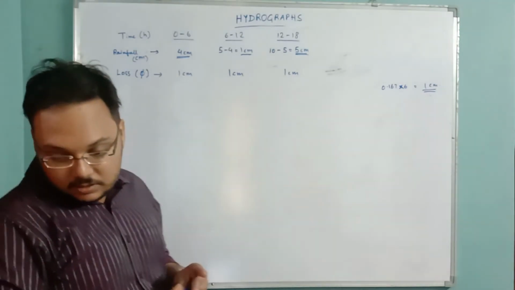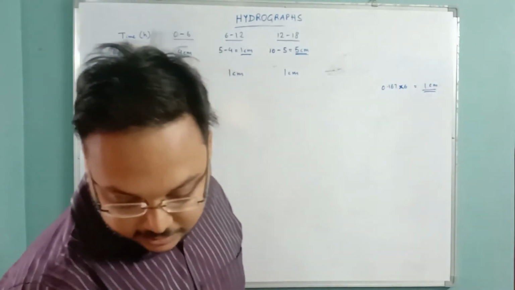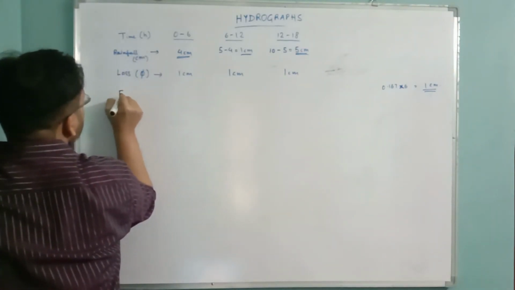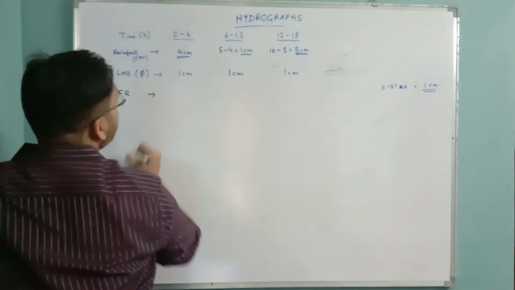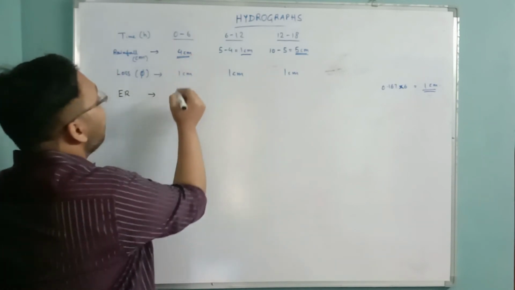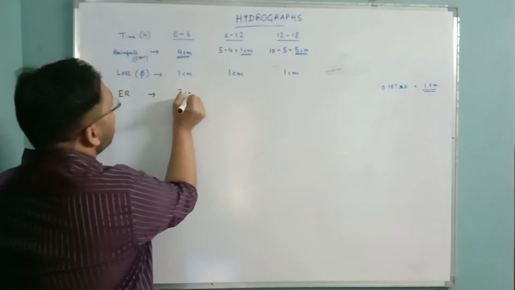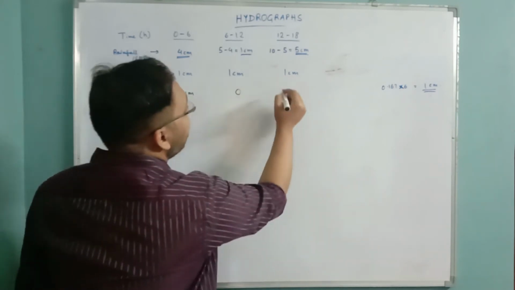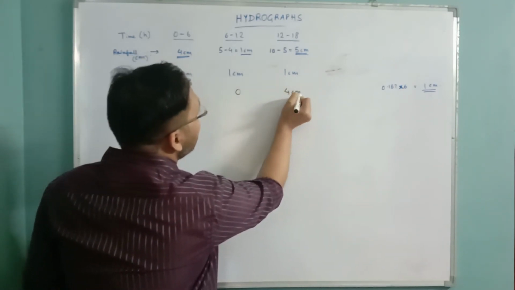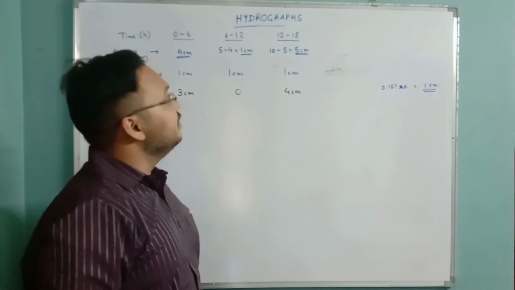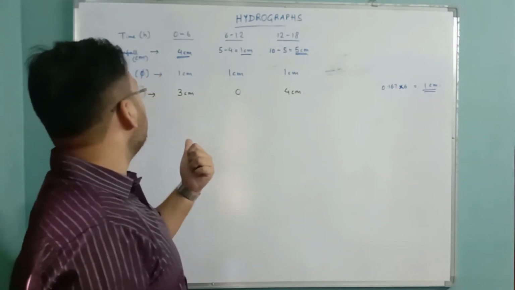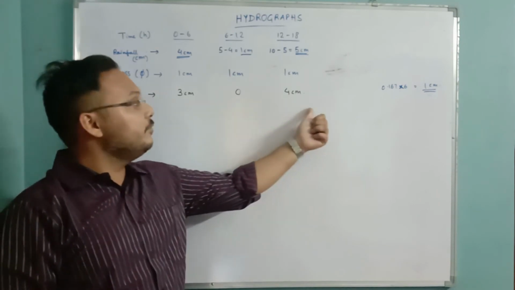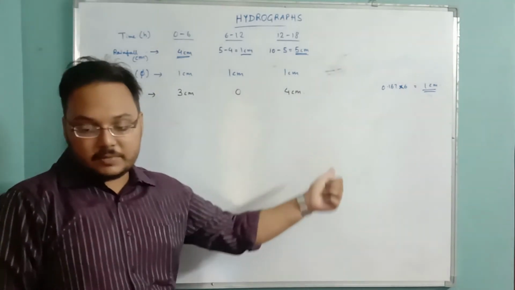And finally, we have the effective rainfall. ER means effective rainfall. This is going to be 4 minus 1, that is 3 centimeter. 1 minus 1, this is going to be 0. And 5 minus 1, this is going to be 4 centimeter. So this is the first step of our calculation, that we find out the effective rainfall depth.